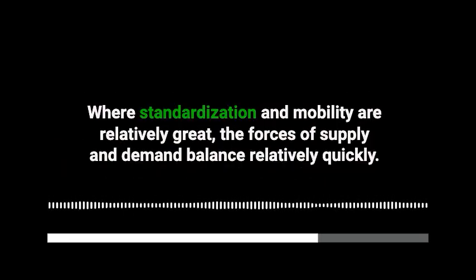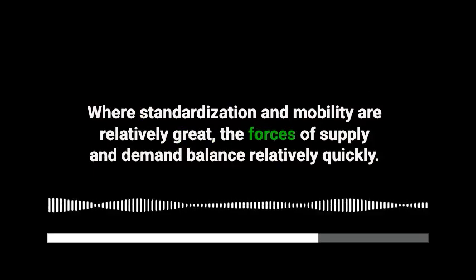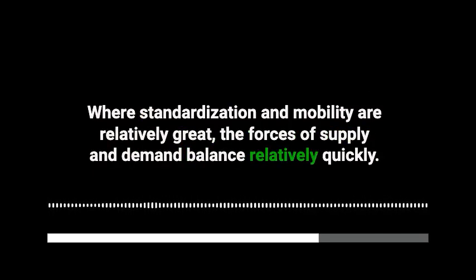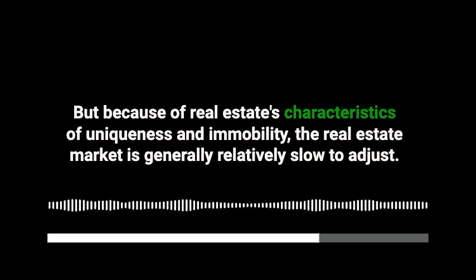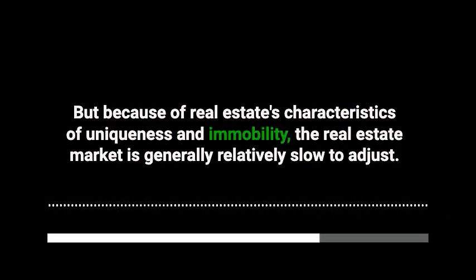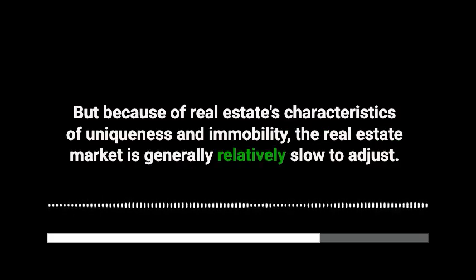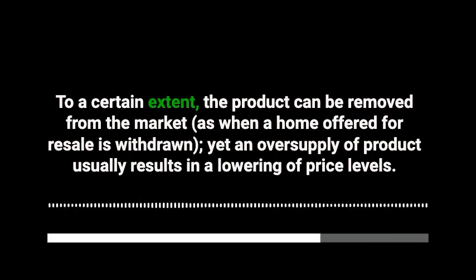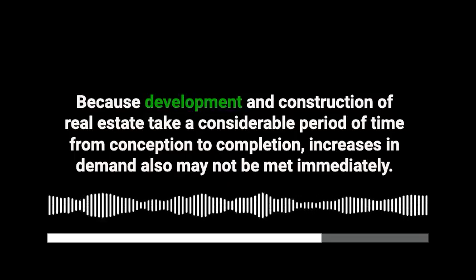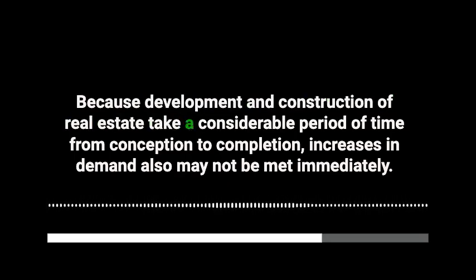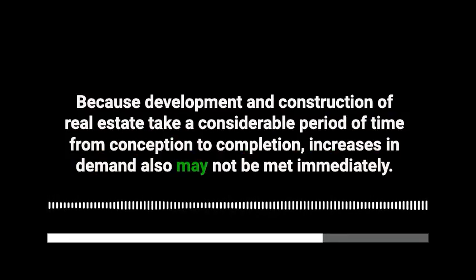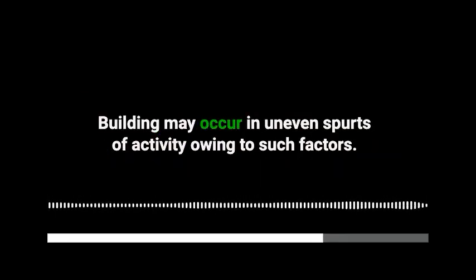Where standardization and mobility are relatively great, the forces of supply and demand balance relatively quickly. But because of real estate's characteristics of uniqueness and immobility, the real estate market is generally relatively slow to adjust. To a certain extent, the product can be removed from the market, yet an oversupply of product usually results in a lowering of price levels. Because development and construction of real estate take a considerable period of time from conception to completion, increases in demand also may not be met immediately. Building may occur in uneven spurts of activity owing to such factors.